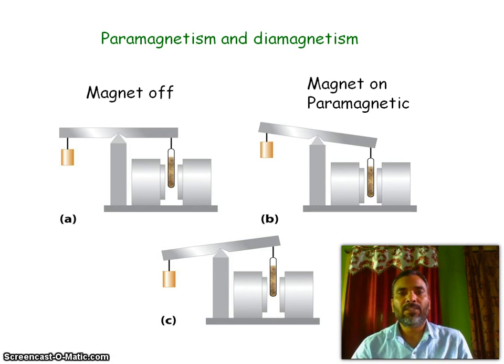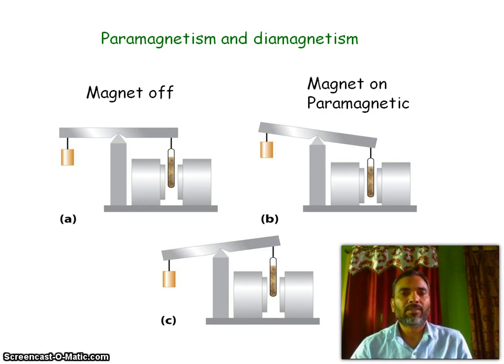And today in this video, I am going to explain about paramagnetism and diamagnetism. So what is paramagnetism? Look at here. Magnet off, a magnet on. What does it mean? This is the magnet and this is your sample.